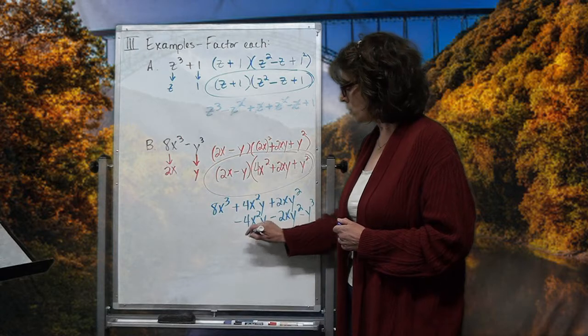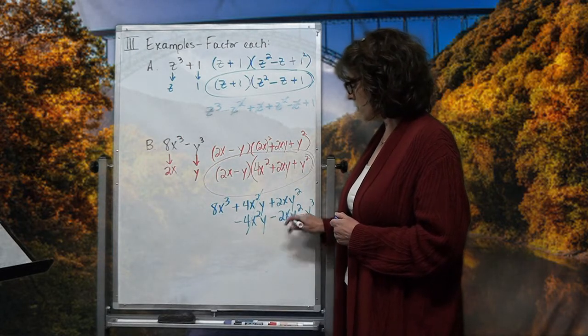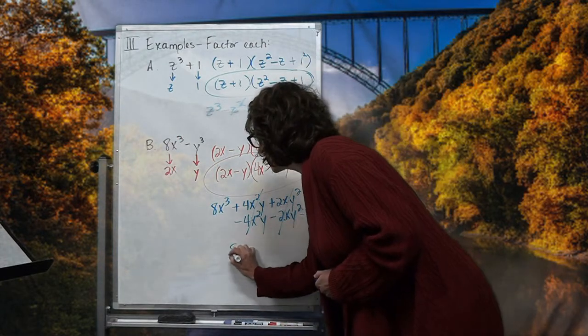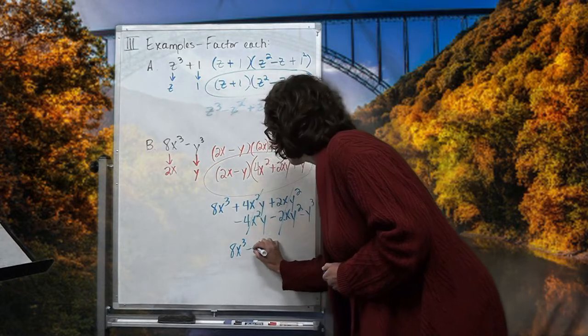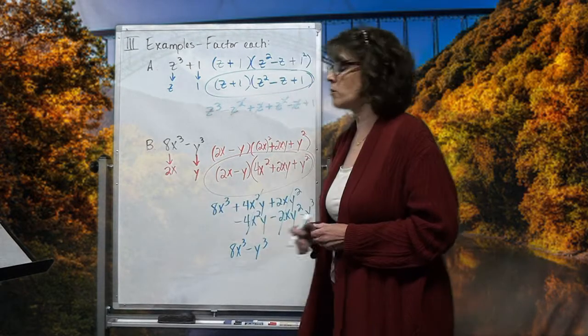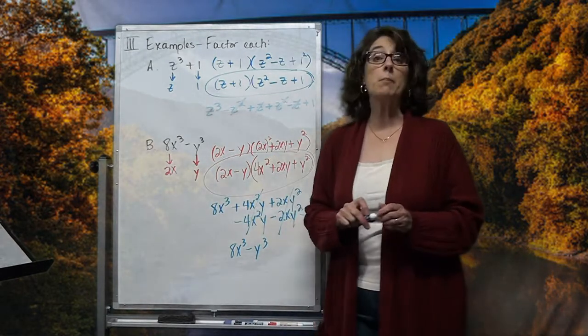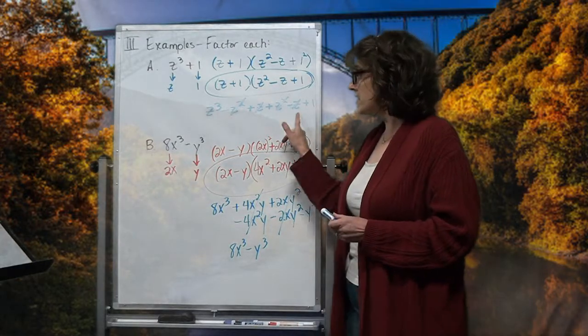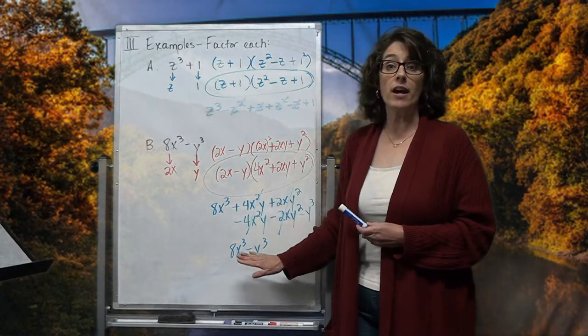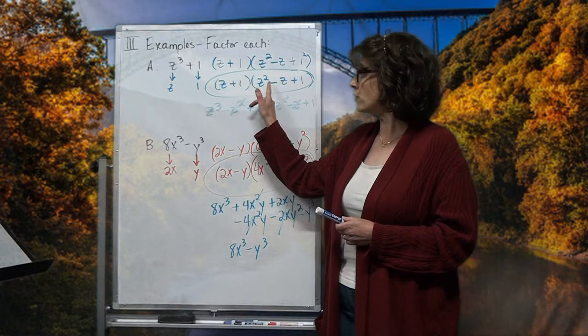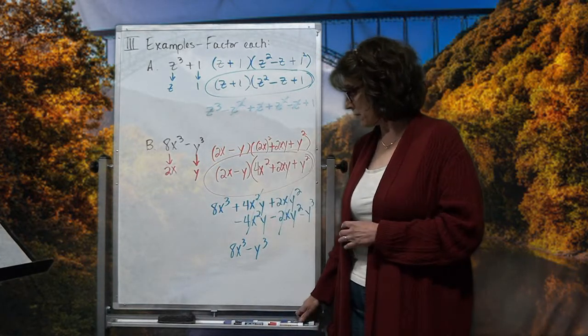Notice these are like terms that will cancel. These are like terms that will cancel. And I'm left with an 8x to the third minus a y to the third, which is exactly what I started with. Please understand though, folks, this and this, they're only the check. These are not the answers. The answers are the factored form here and the factored form here.